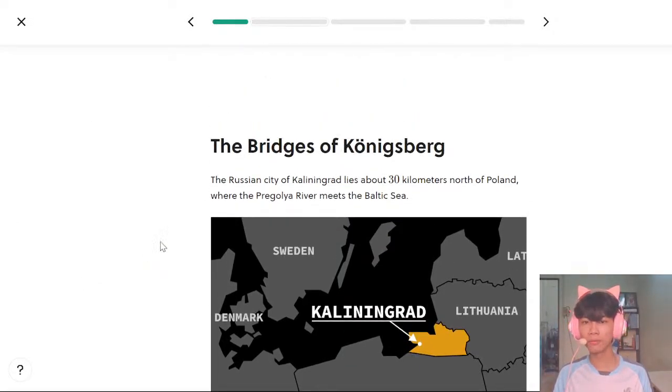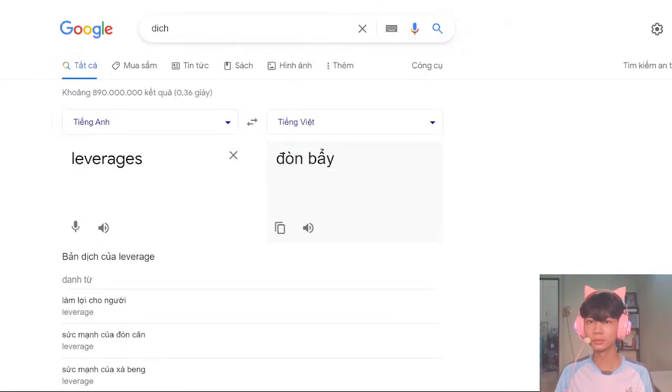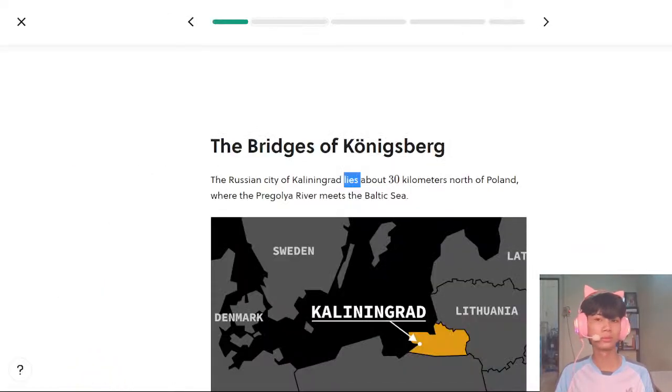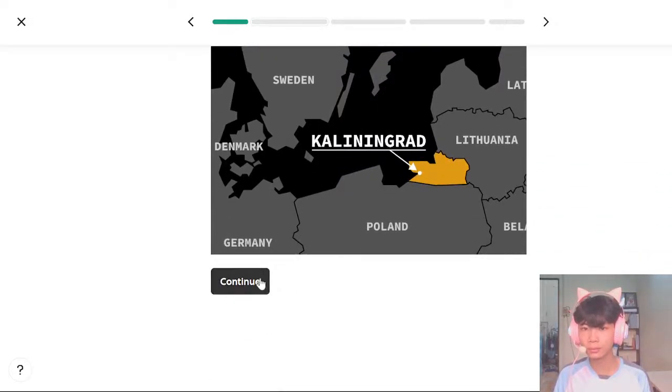The bridges of Seven Kingdoms. The Russian city of Kazan lies about 30 kilometers north of Poland.